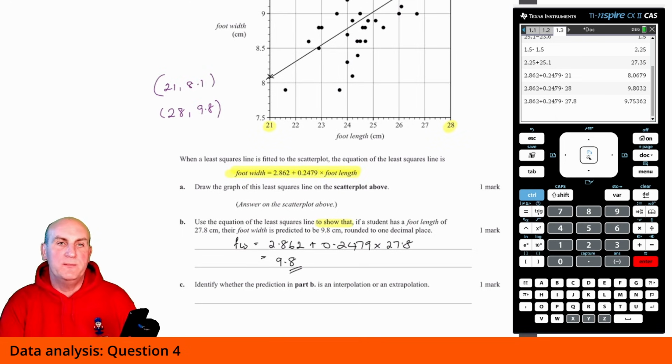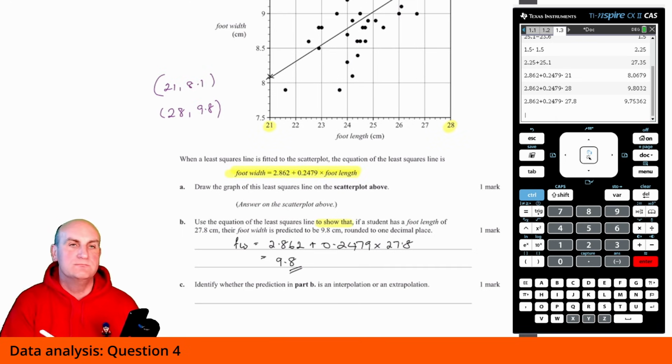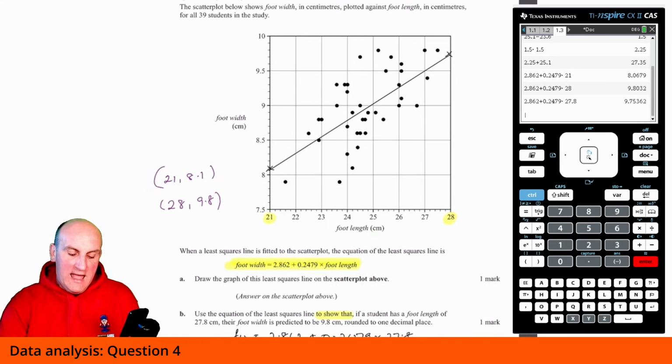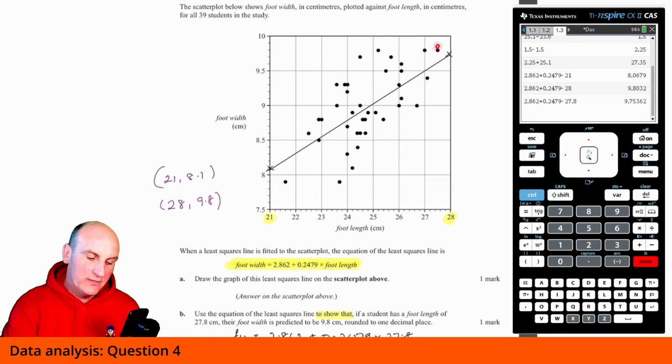Identify whether the prediction in part B is an interpolation or an extrapolation. I like that, because this time they told you. In many cases, they'll say, comment on the validity of your answer. And if they're saying the validity of your answer, they're looking to say, well, is it extrapolated or interpolated? Now, 27.8. For it to be extrapolated, it's got to be outside of the last data item that you've been given, and that's your last data item there. Yeah, 27.8 is here, and if I were to draw a straight line up, that is going to be outside of that last data item.